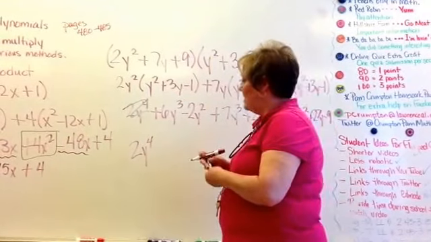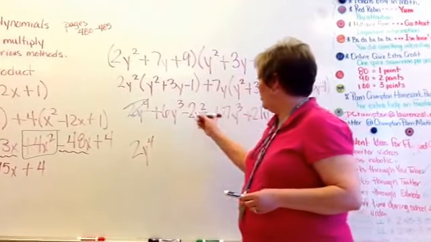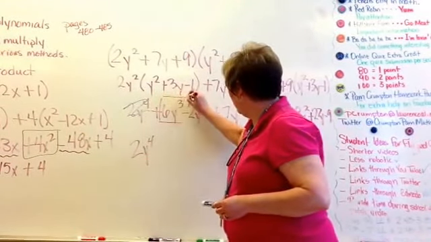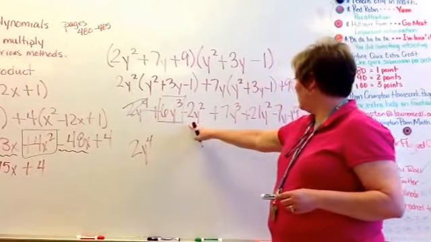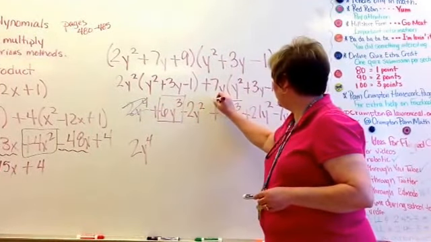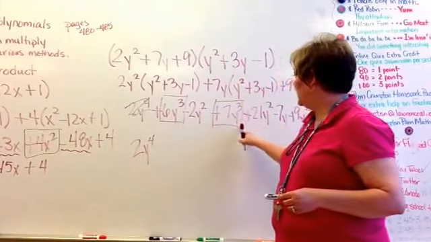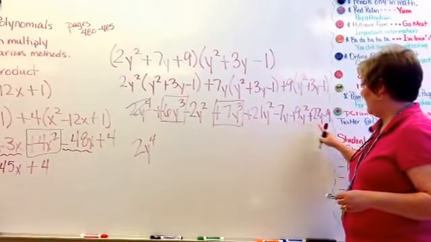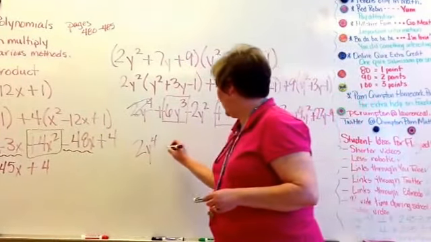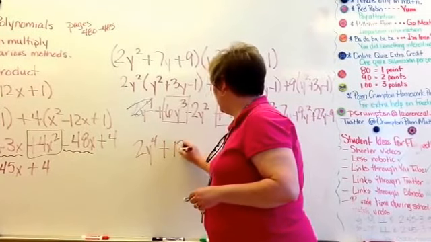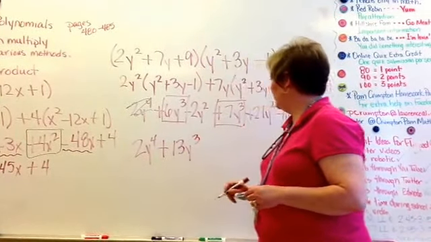Okay. Now I'm looking for y to the third. I've got 6y to the third. Here is another y to the third, plus 7y to the third. That's it. Combine those two like terms, and I have 13y to the third.